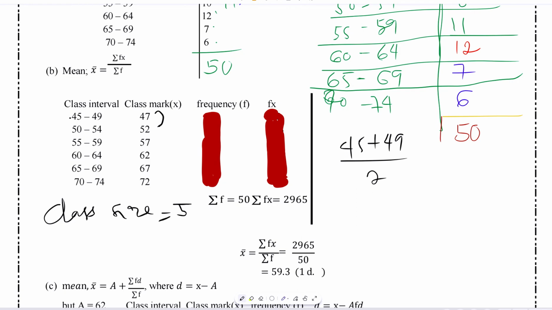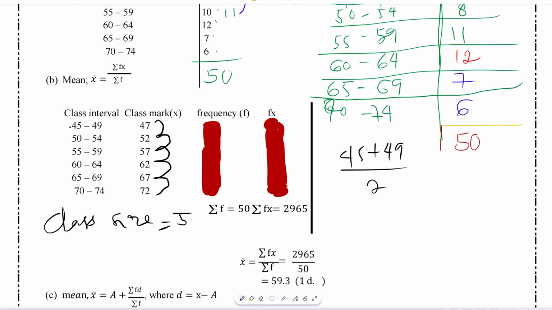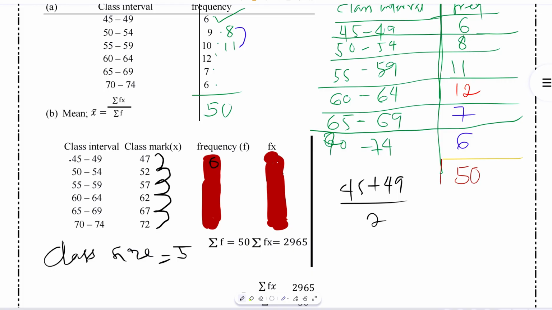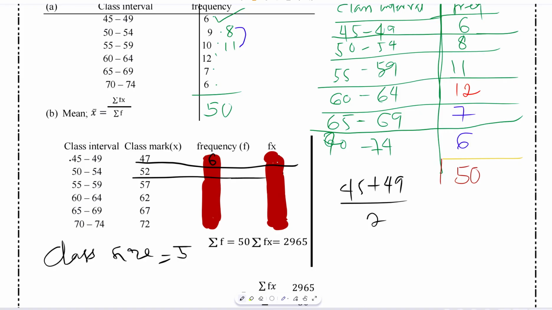That's why the class size is 5. So since it is 5, you just keep adding 5 to all these. So 52 plus 5 is 57, 57 plus 5 is 62, plus 5 is 67, plus 5 is 72. That's how we got the class mark, which is our x. Do you understand that now? So don't forget, our f is 6. Okay, let me clean this and rule a line to make it neater, so that there will not be any join.